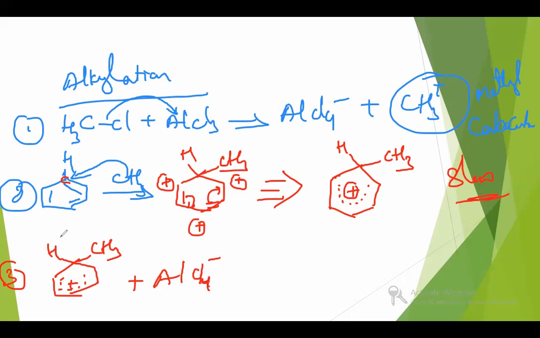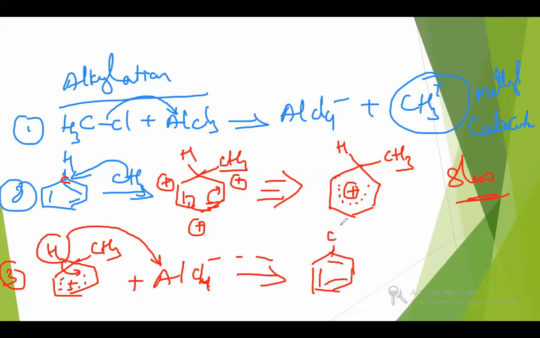AlCl4 minus takes the hydrogen and will be forming this product. This electron pair will be left behind and will shift here, forming a double bond, and one more double bond, and a double bond with CH3. C6H5CH3 is called toluene. Along with it, the formation of HCl plus AlCl3. So this is how the alkylation reaction will take place.